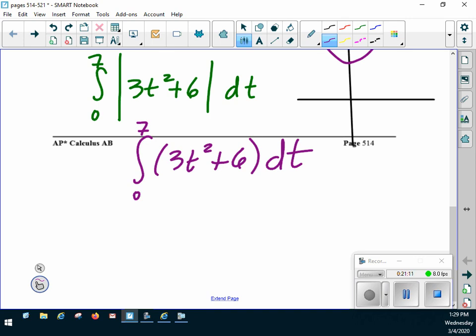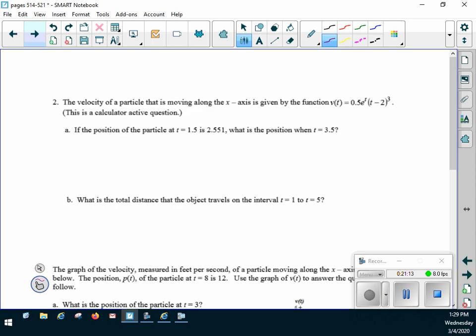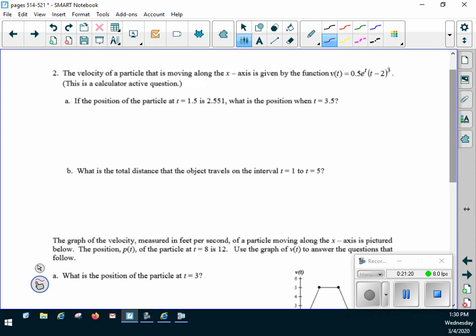Page 2. This is a calculator active question. The velocity of a particle that's moving along the x-axis is given by that velocity function. If the position of the particle at t equal 1.5 is 2.551, what is the position when t equal 3.5? Yes, I know it's the same kind of question as before. Now, this is a calculator active question.